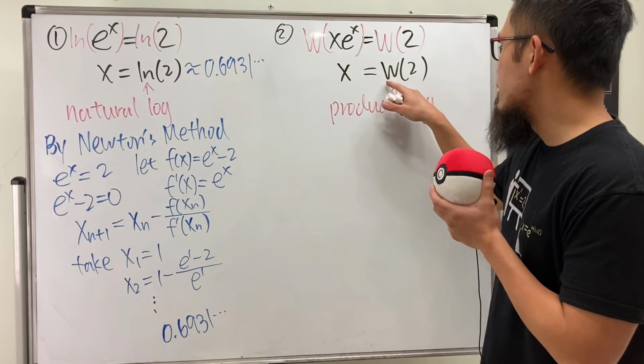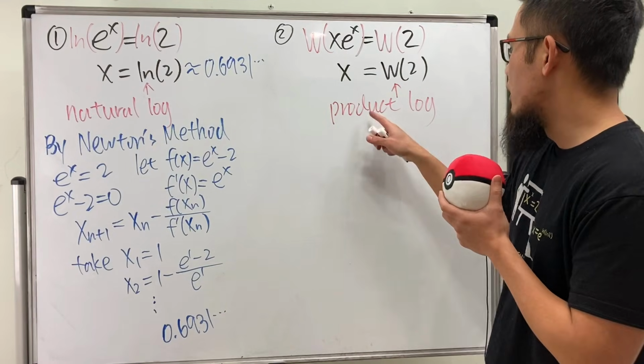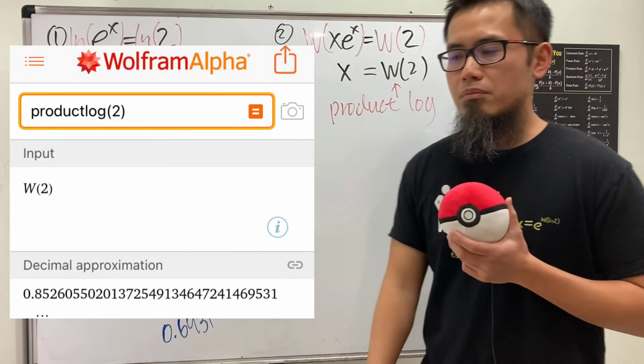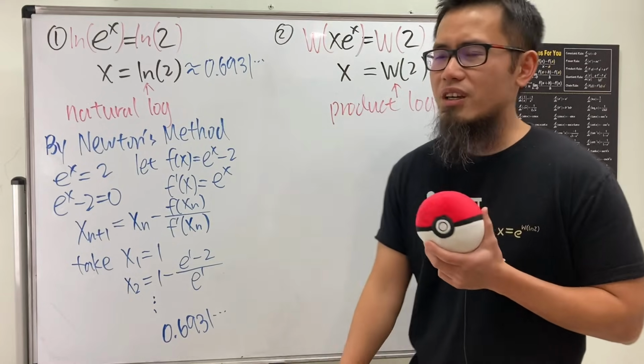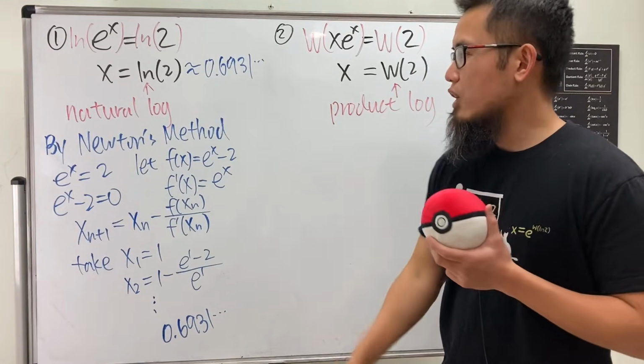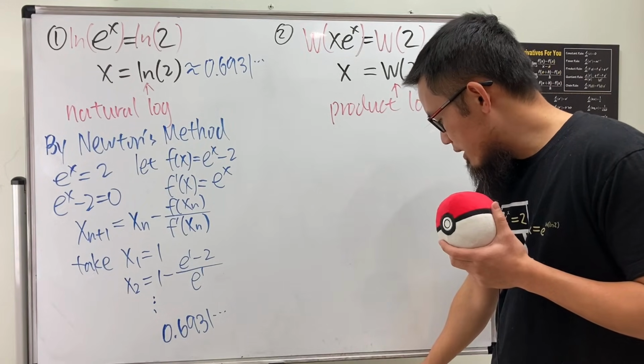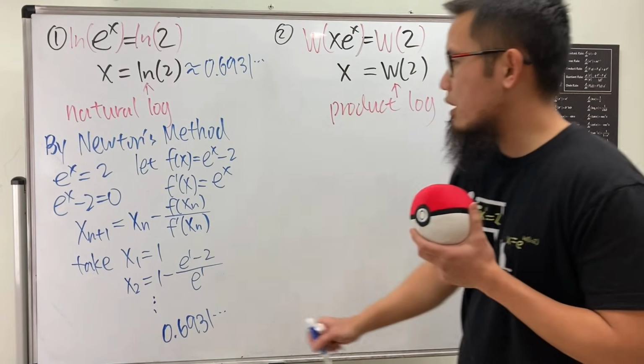You can just enter W of 2, and that will give you the value, or you can also enter ProductLog of 2. But if you just have a simple calculator, most calculators do not have this function built in. So in that case, you will have to use Newton's method, just like what we did over there. So I will give you guys a quick run-through for this right here as well.